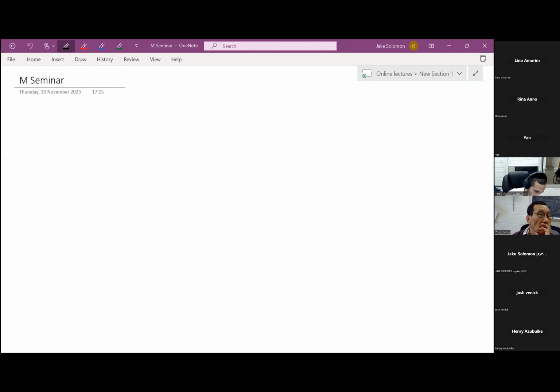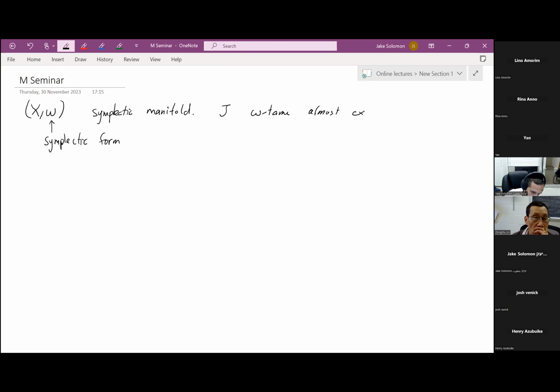Let's suppose that we have a symplectic manifold. As usual, omega is a symplectic form, and J will be an omega-tame almost complex structure. Okay, and then we'll have a Lagrangian submanifold.